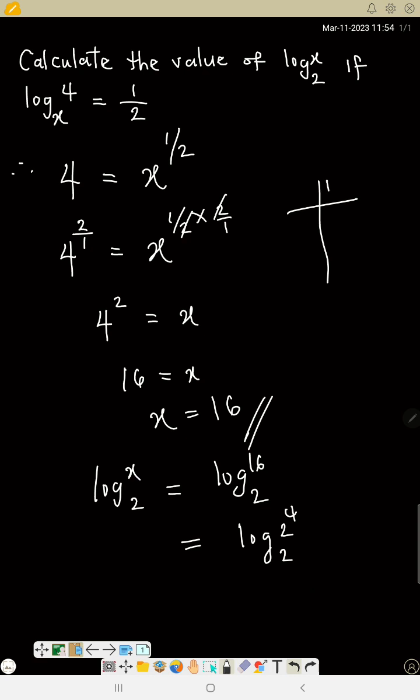Remember the method I said you should be using. Use the method of LCM. 2 in 16, 8. 2 in 8, 4. 2 in 4, 2, and 2 in 2, 1. So 16 is 2 in 4 places.